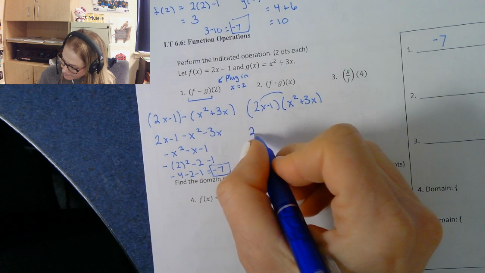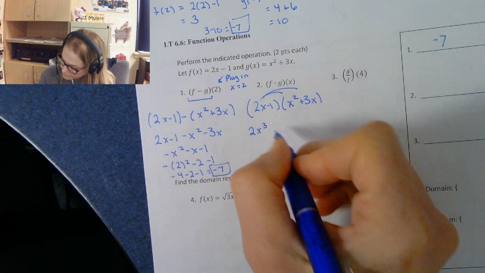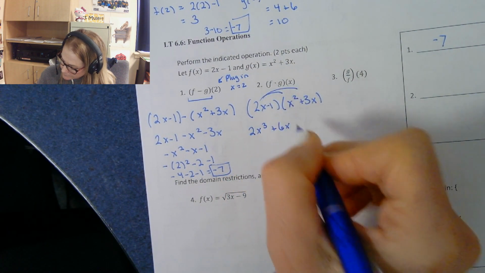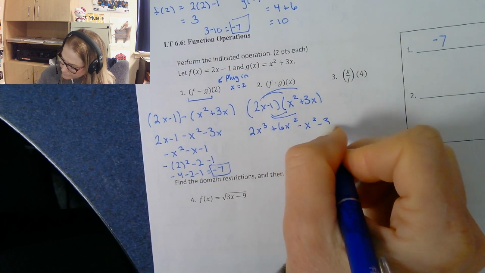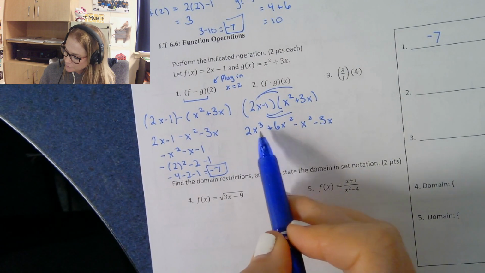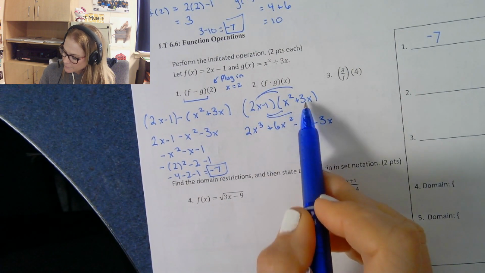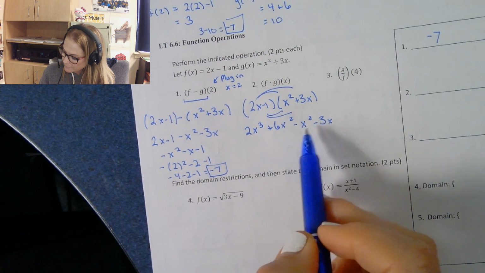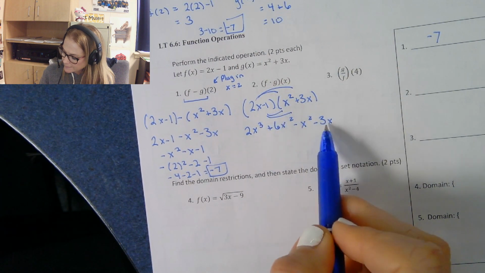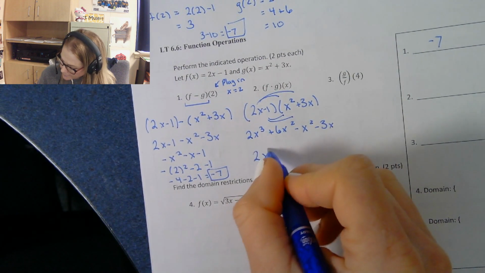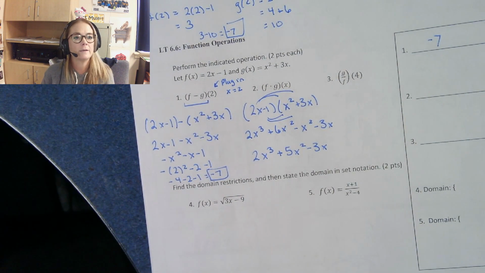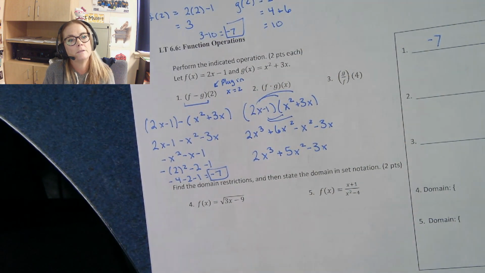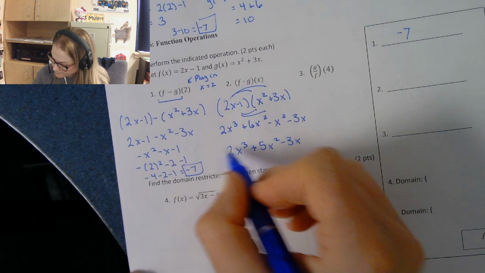F, O, I, L. All right. So 2x times x squared is 2x cubed. 2x times 3x is plus 6x squared. X squared times negative 1 is negative x squared, and negative 1 times 3x is negative 3x. So let's clean it up. 2x cubed plus 5x squared minus 3x. That's what it looks like here. 2x cubed plus 5x squared minus 3x. All right.